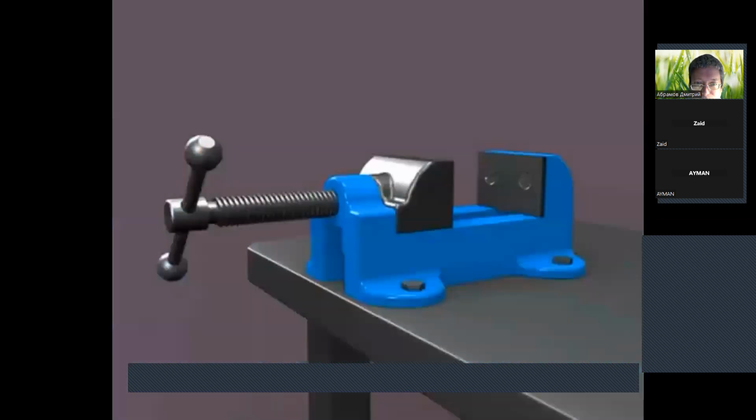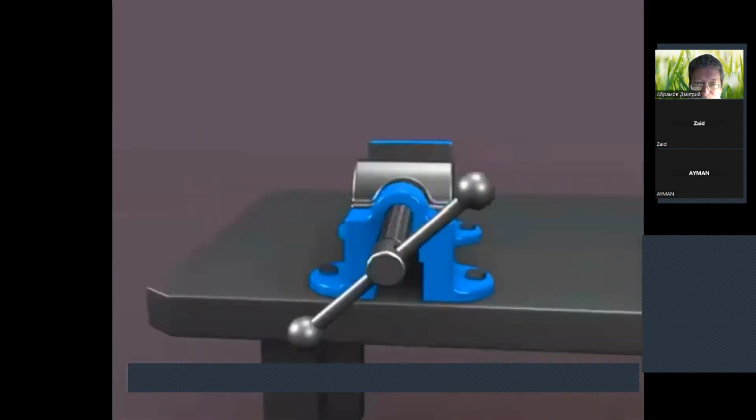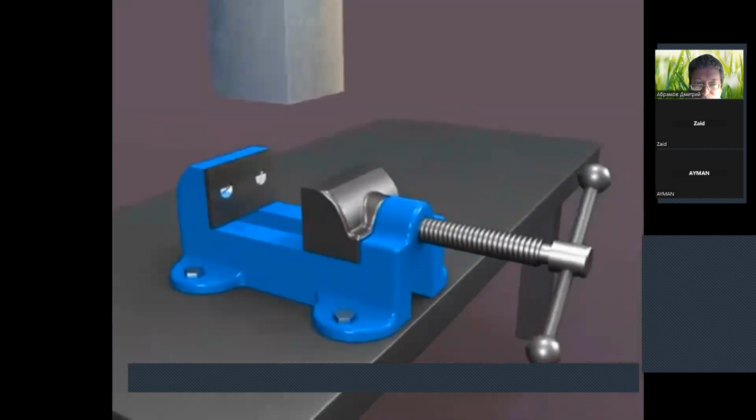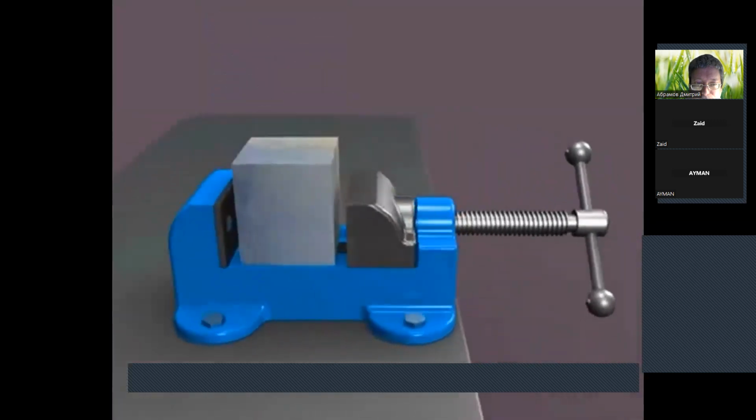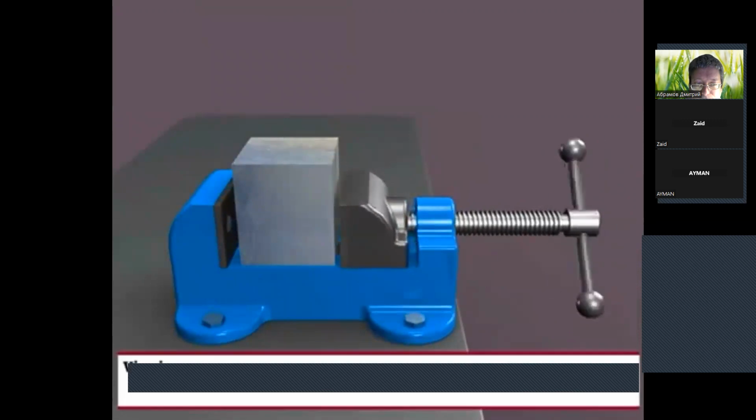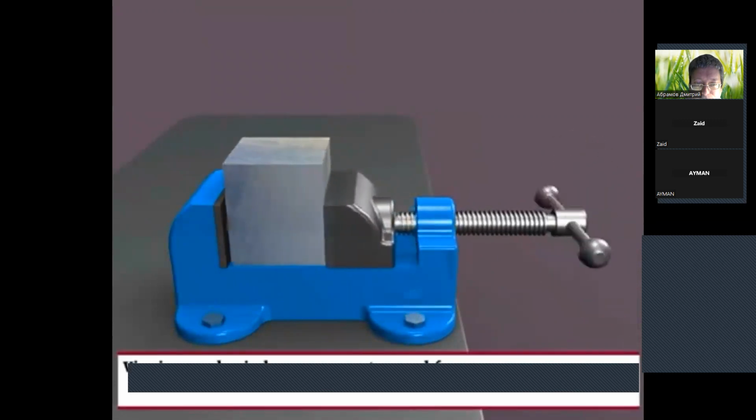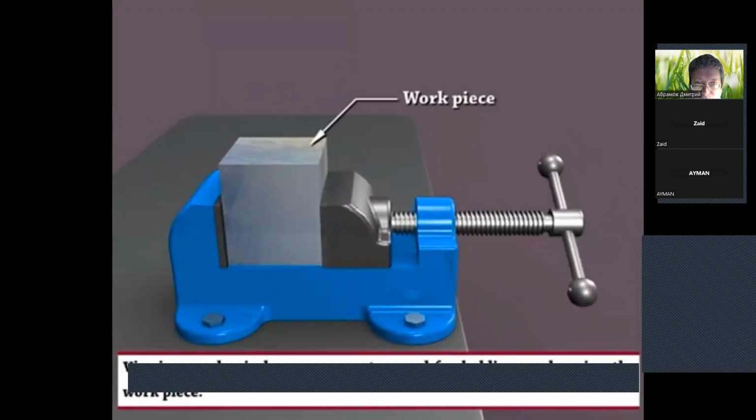Vise. Let us see a 3D model of a vise. A vise is a mechanical screw apparatus used for holding or clamping the workpiece.